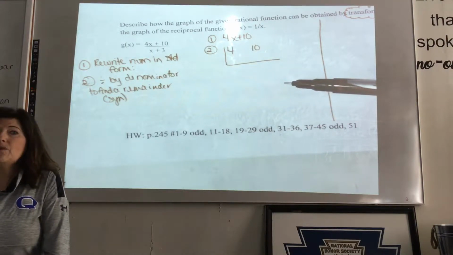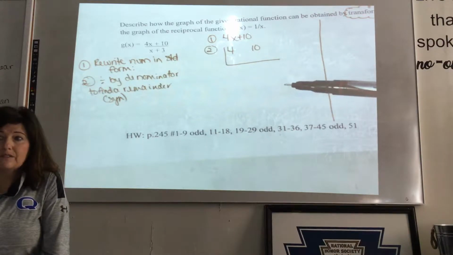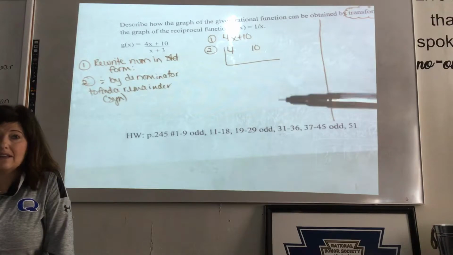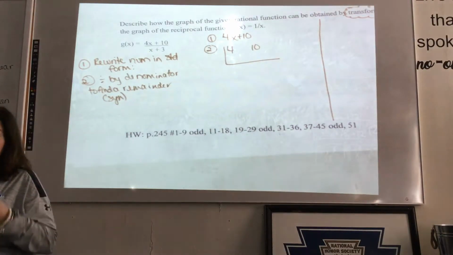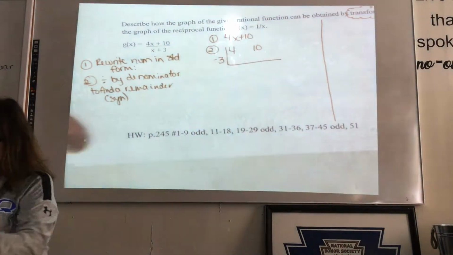So if you end up with not a 0 for the remainder, don't be startled. Don't think you've done anything wrong. More often than not, you will end up with not a 0 of that, or a factor of that function, okay? So I'm going to take this and divide by -3.